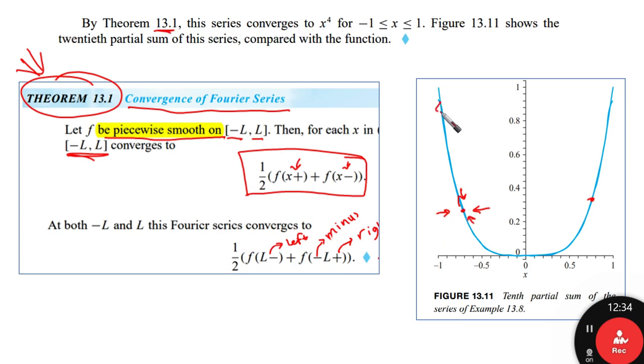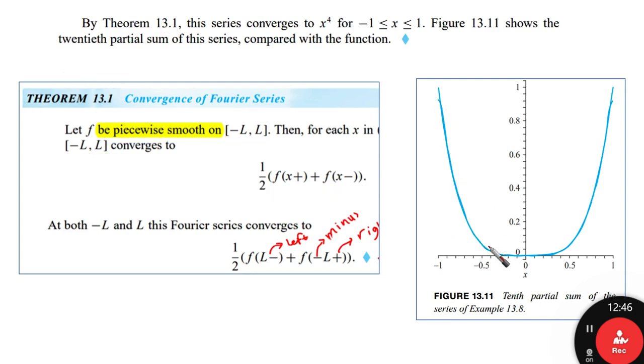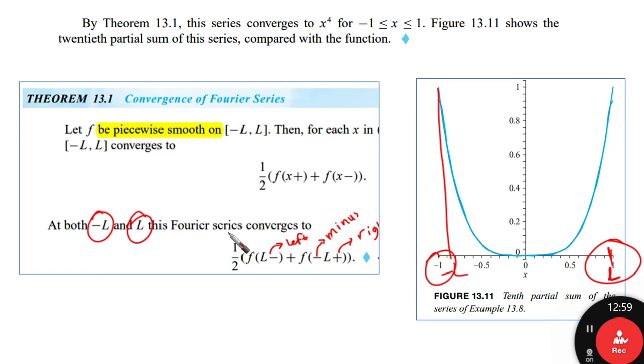So if we assume this is the Fourier series, you're going to find that it converges to the point on the function itself, on the curve itself. Okay, let's clean this. And at the end we are going to find that at both minus L and L, this is here minus L, and here this is L, at minus 1 and 1, this Fourier series converges to exactly half f of L from the left. Okay, f of L, where is L here? This is L. This is L.